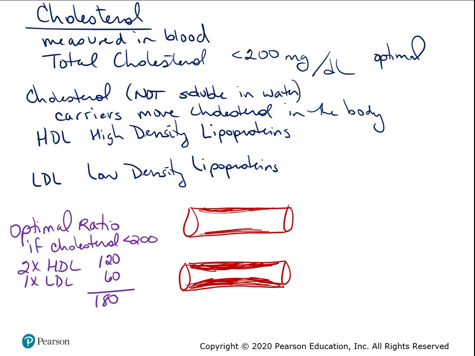Now, cholesterol is hydrophobic, so it cannot freely float through the blood. What do we know about polar and non-polar? You put them together, they separate. It's not soluble in water, so it has to have a carrier. The carriers are really what they measure when they test your cholesterol. There are about 5 of them, but the 2 most common carriers are HDL and LDL.